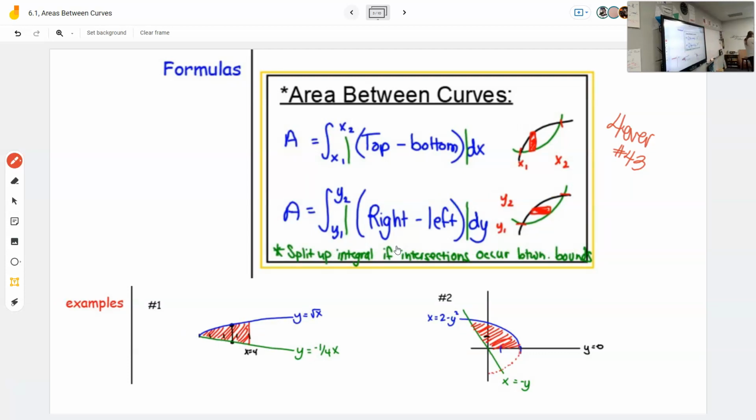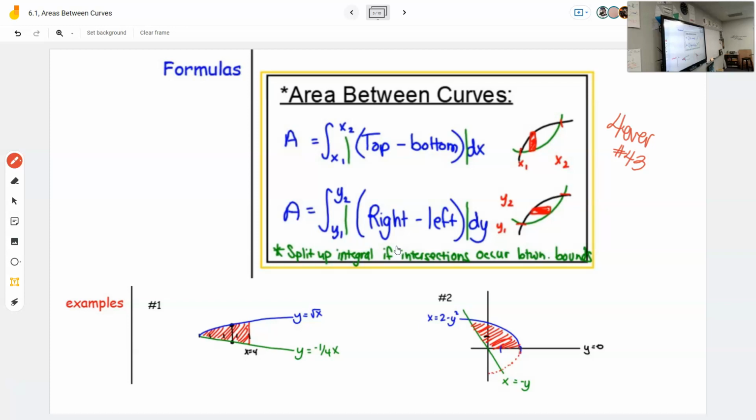Once again, the ideal is to have the top minus bottom, the right minus left. But in actuality, we just need to get a subtraction, absolute value to be safe in case we're wrong. But if we have the picture, we're going to make it right. And then split up at the bounds.